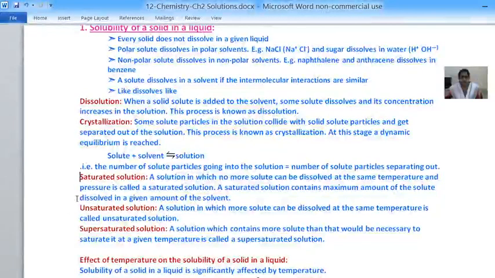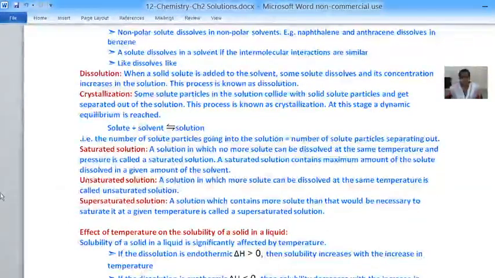Next we move on to unsaturated solution. A solution in which more and more solute can be dissolved at the same temperature is called an unsaturated solution. So an unsaturated solution can accommodate more and more solute particles, and so such a solution we call an unsaturated solution. And finally, we can see what a supersaturated solution is.